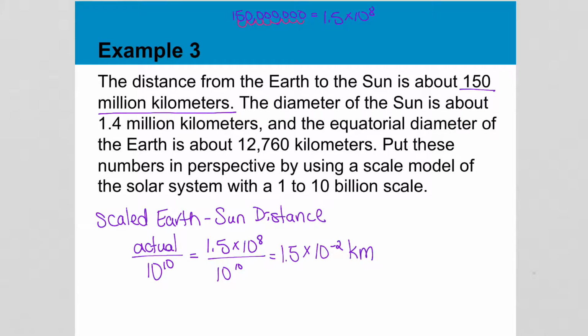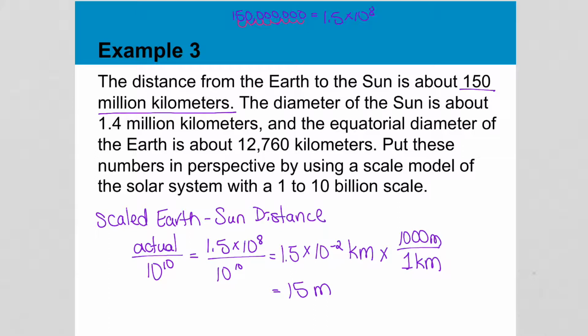Okay? We're trying to put this in perspective. We're trying to make it make sense. Can you visualize what 1.5 times 10 to the negative 2 kilometers looks like? I can't. I got no clue. So let's change kilometers to meters and see if that helps us out a bit. We know that there's 1,000 meters in 1 kilometer, right? That gets rid of our kilometers and we're left with 15 meters.